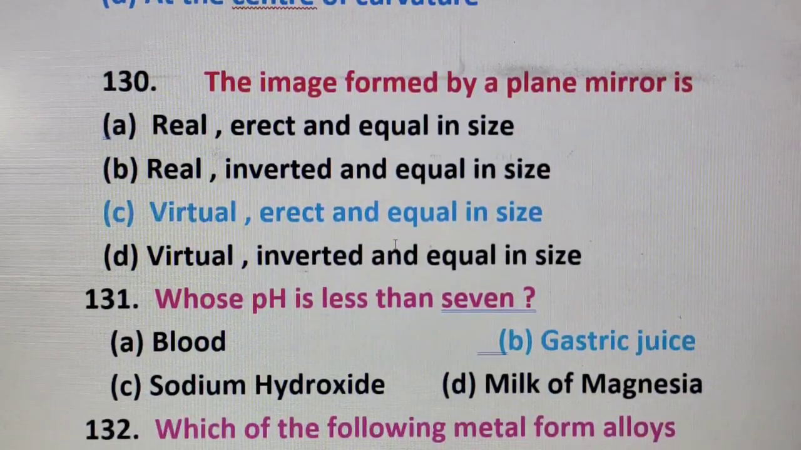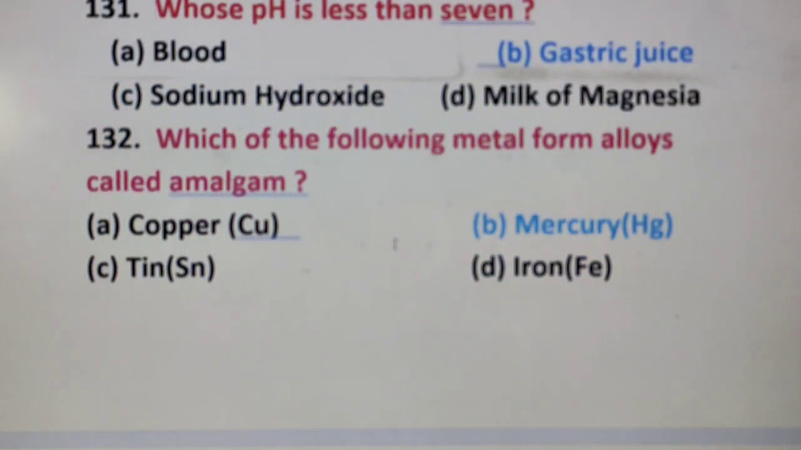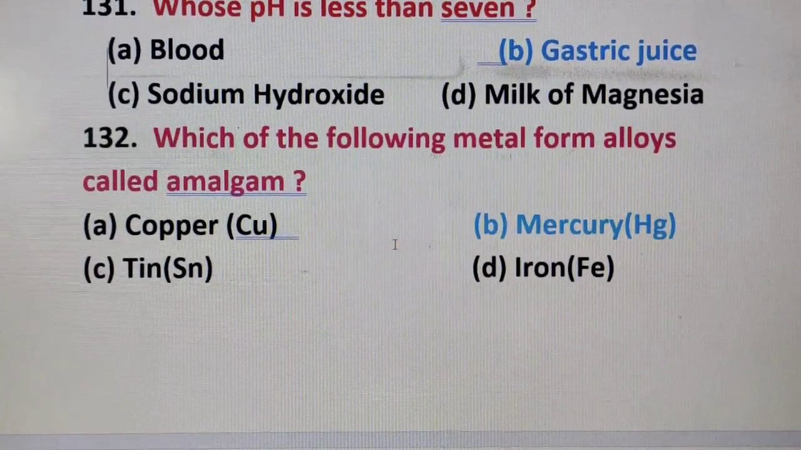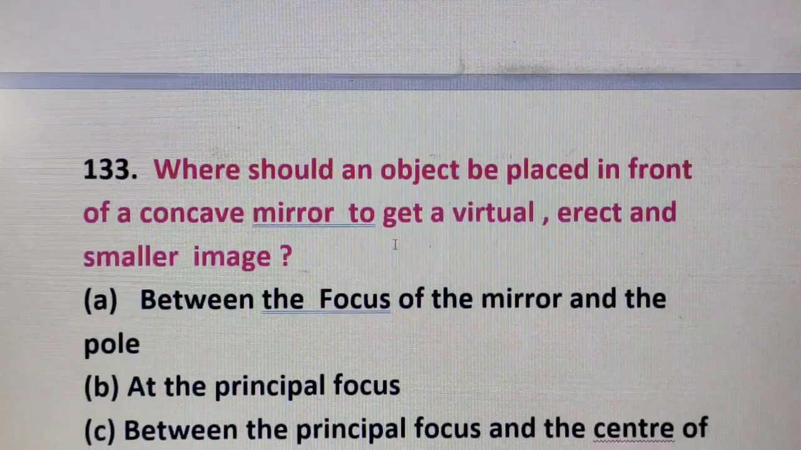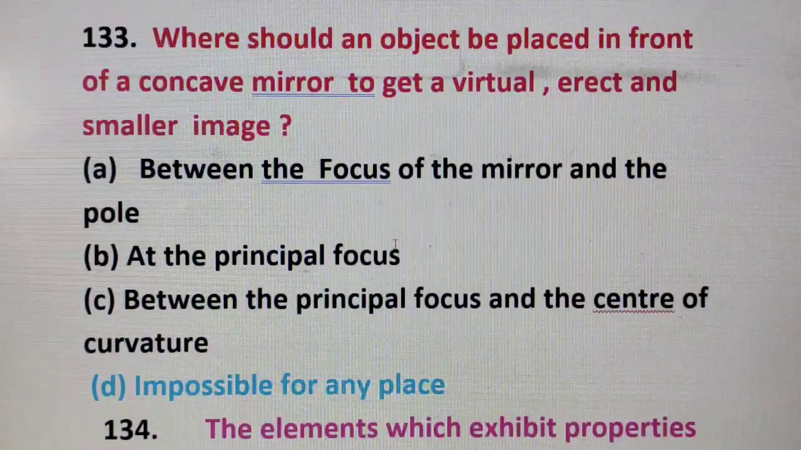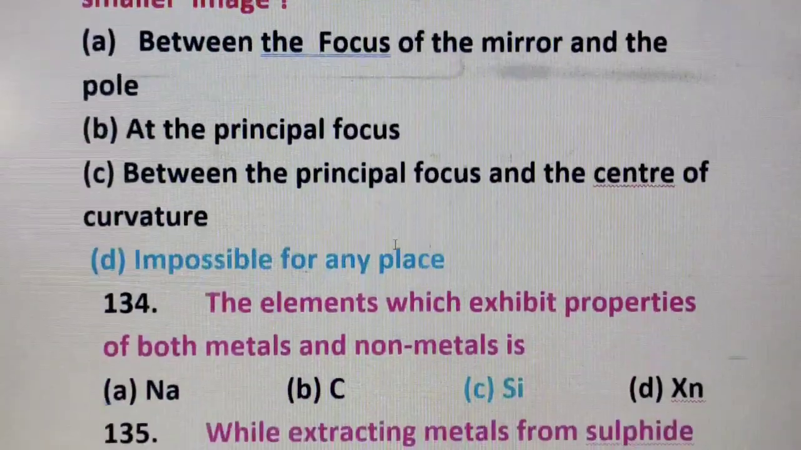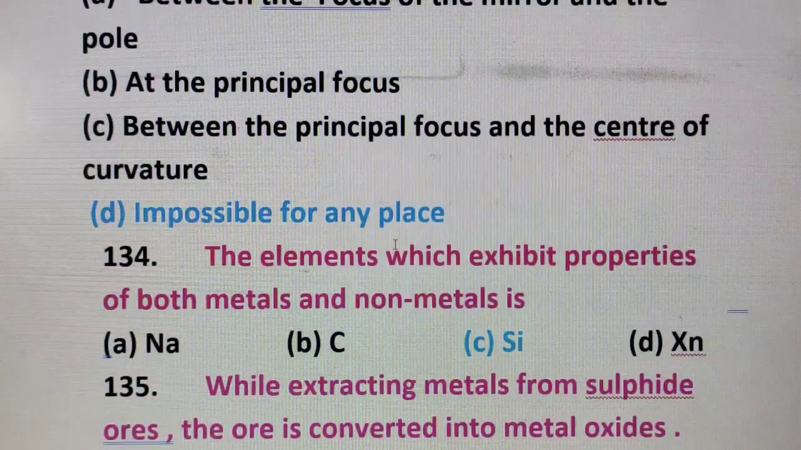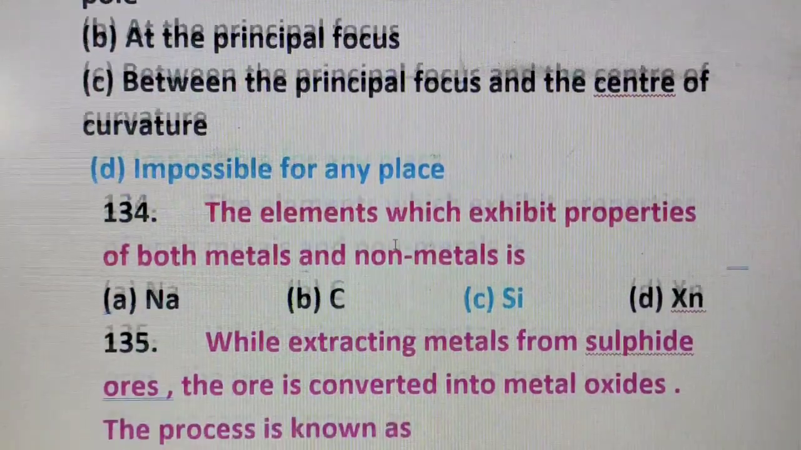Whose pH is less than 7? It is acidic, gastric juice. Which of the following metals forms alloys called amalgam? This is mercury. Where should an object be placed in front of a concave mirror to get a virtual, erect and smaller size image? This is impossible in the case of a concave mirror. The elements which exhibit properties of both metals and non-metals are metalloids, such as silicon.